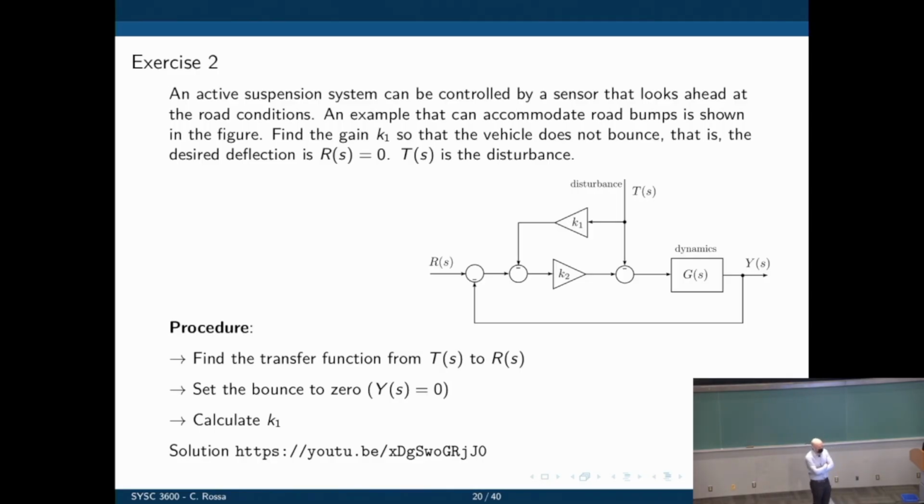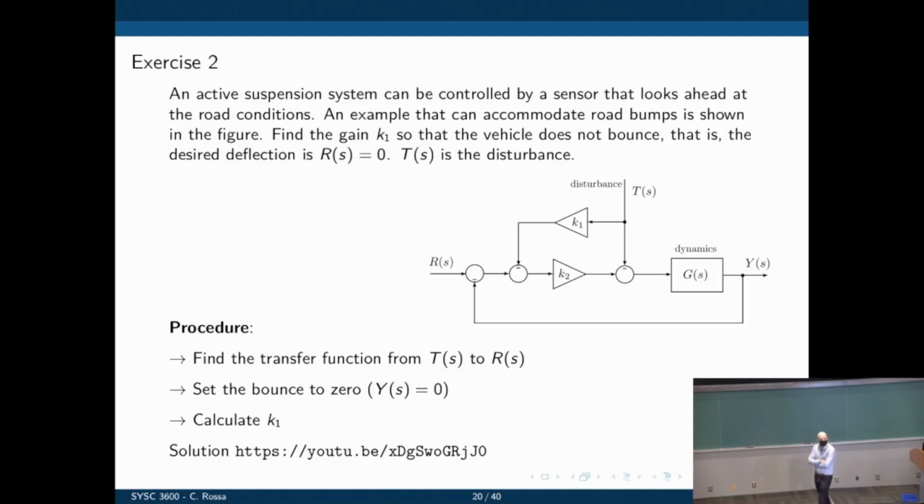Here we have an active suspension system that can be controlled by a sensor that looks ahead at the road conditions. An example that it can accommodate road bumps is shown in the figure. Find the gain K1 so that the vehicle does not bounce, that is, the desired deflection, the desired position, is 0. T of S is a disturbance.